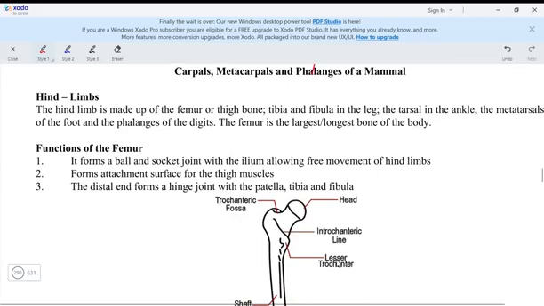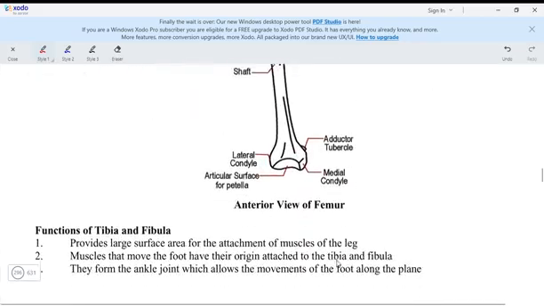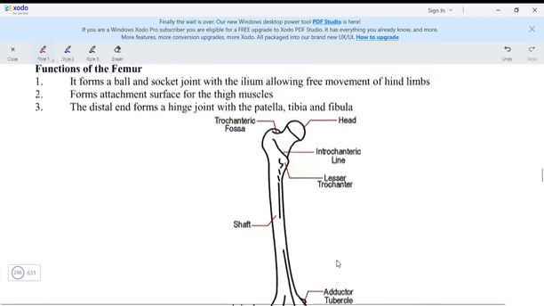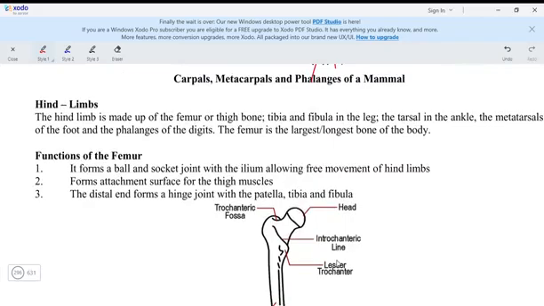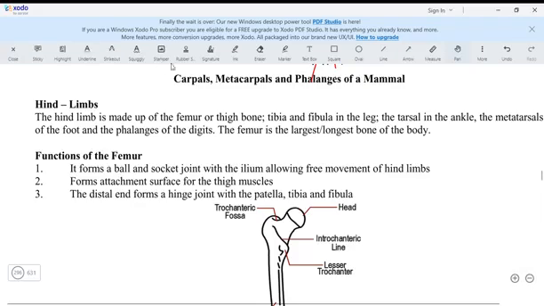Now, the hind limbs, talking about the legs. We want to see the bones that are in our legs. Let's first talk about the hind limbs generally. It is made up of the femur. The largest bone in our body is called the femur, or thigh bone. The bone in our thigh is called the femur, or you say thigh bone. Apart from that, we have what we call the tibia and fibula. Those are the 2 bones in our legs.